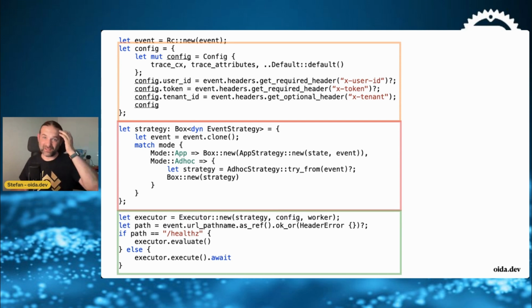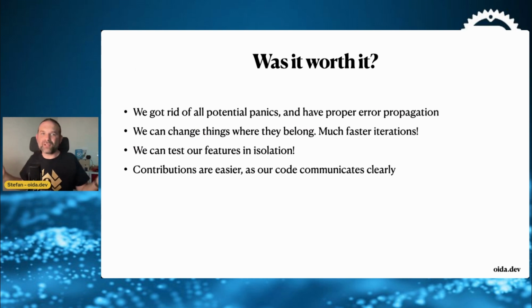So we have to ask ourselves the question, hey, was it worth it? First of all, we got rid of all potential panics. We have proper error propagation. We know when we propagate an error and we know which error we propagate. Fantastic. Also, we can change things where they belong. We have now much, much faster iterations because we're just taking one particular method and changing something there, or adding a new method if we want to introduce a new feature. And we don't need to parse this humongous function again to see where we need to change all the details to make all those modes work. We can do it within those modes very clearly.